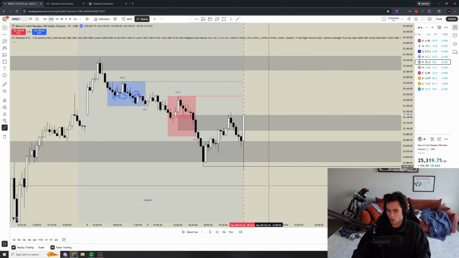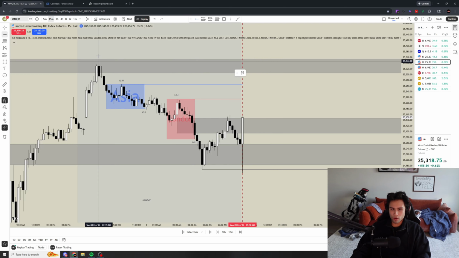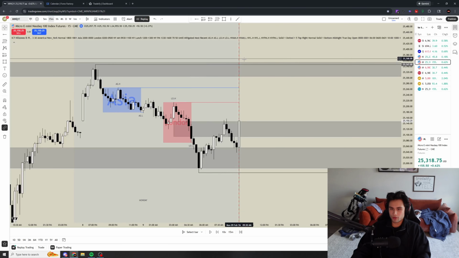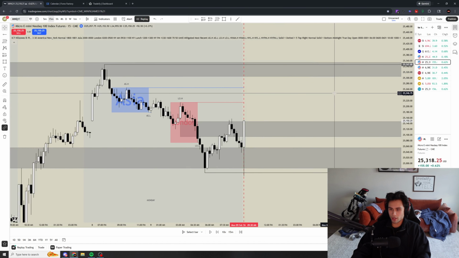So pretty much everything was pointing to longs at this point. I marked out this pre-market draw on liquidity, as well as this zone up here that we have not fully filled yet. So every single thing was yelling at longs right here.